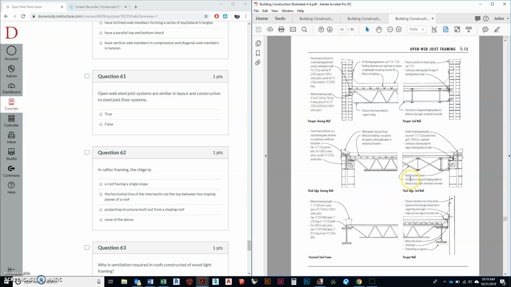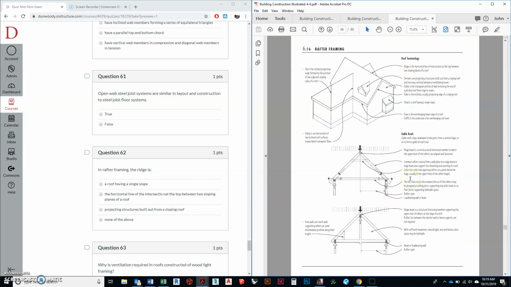In rafter framing, the ridge is, so if we go to rafter framing, here's the ridge, structural horizontal member supporting the upper ends of the rafters. So roof the horizontal line, the intersection. So it might be that we want to look at the rafter differently. That's the ridge beam. We're looking at the ridge itself. Ridge, horizontal line. There we go. There it is. There's our answer.